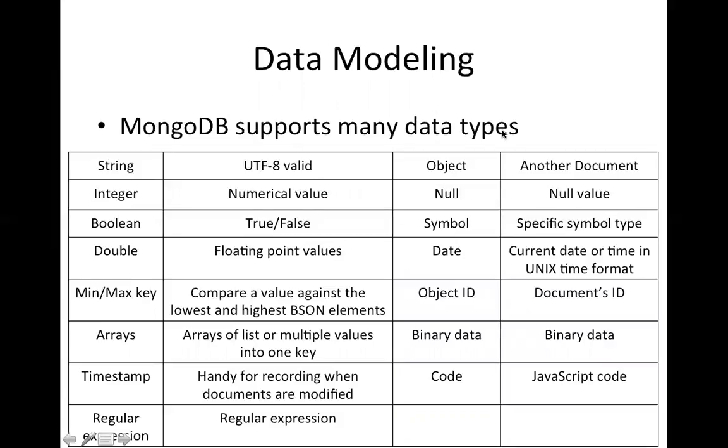MongoDB supports many data types, but if you go back to MySQL, you can find there are limited data types. MongoDB supports a lot of data types, like string, integer, boolean, double, min, max keys, and array. Arrays will be a very important type in MongoDB documents, so we will discuss it later. Also the timestamp, regular expression, and object. Object will be another important type in the document. Also null, symbol, date, object ID, binary data, and code. This last one is very special.